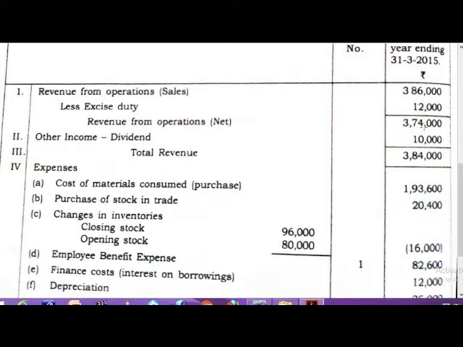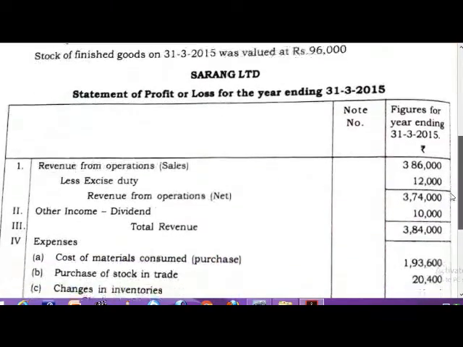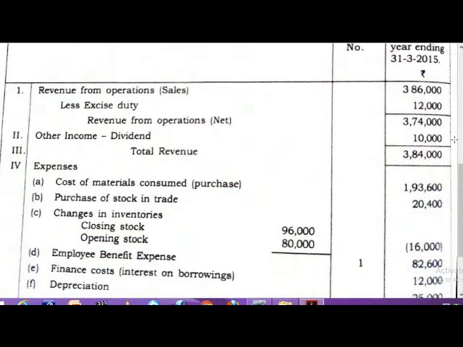Then the next item is other income. Under this problem, there is only one other income, that is dividend. That is dividend received from companies, 10,000, which is included in other income. Then we can calculate the total revenue. Total revenue means revenue from operations plus other income. We get 3,84,000, that is total revenue.